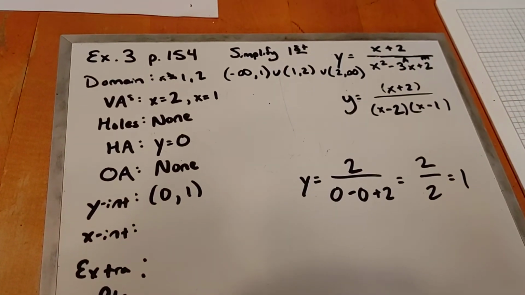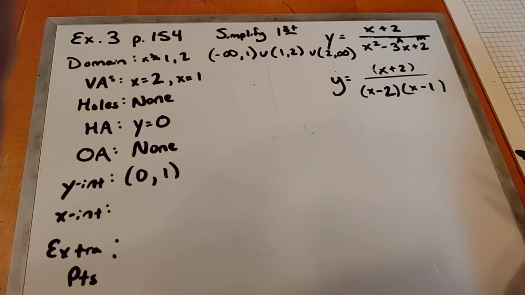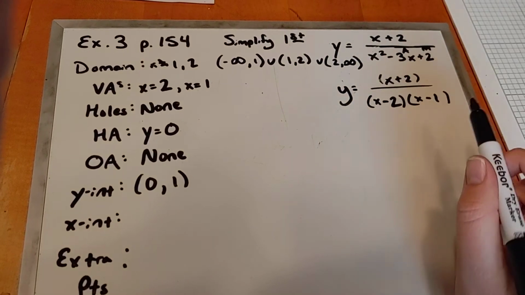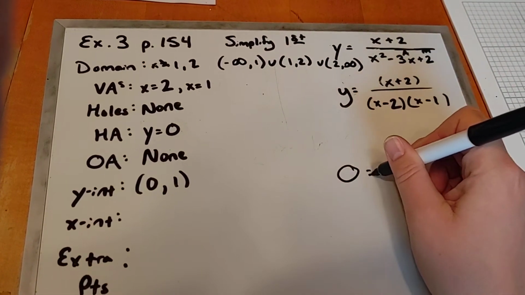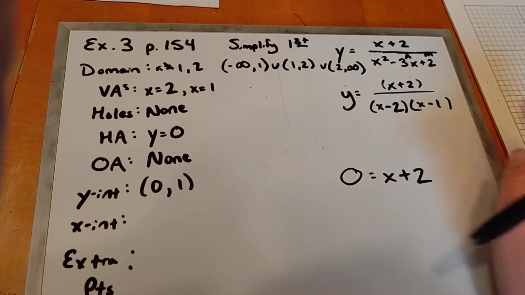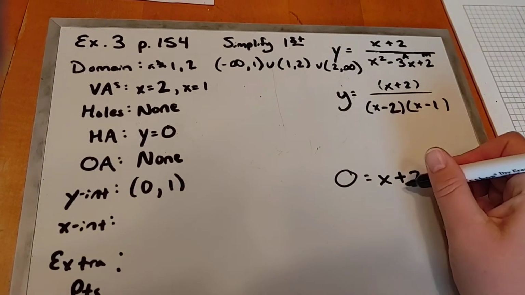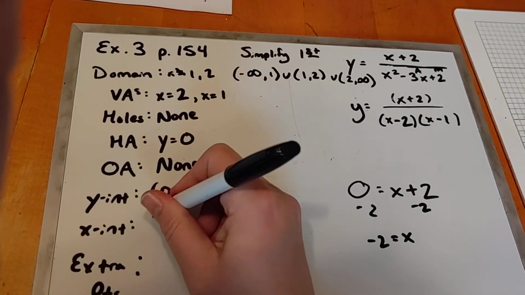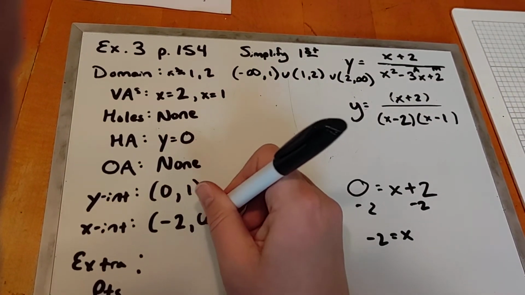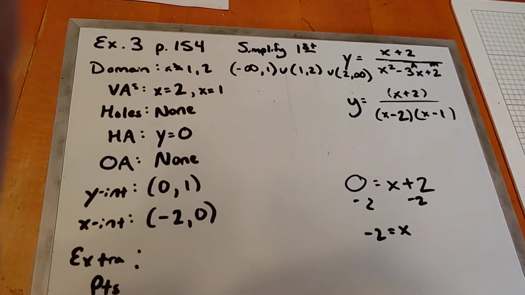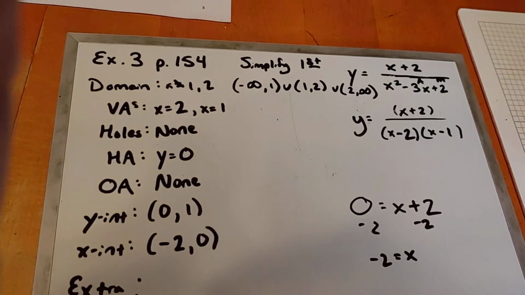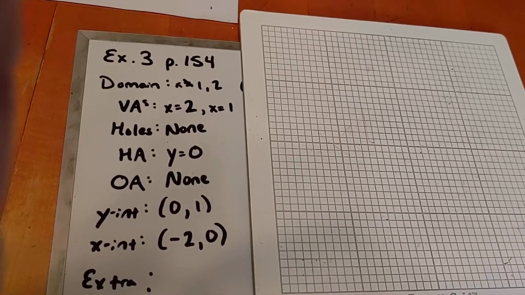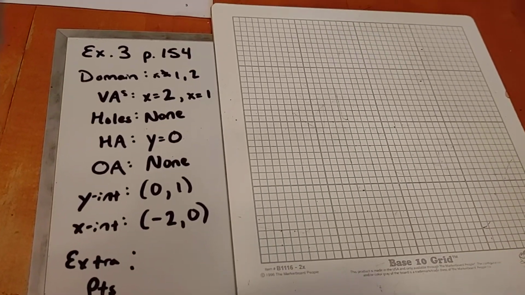Let's find the x-intercept next. To find the x-intercept, I simply set the function equal to 0. But remember I said you can really just set the top equal to 0 because we already dealt with setting the bottom equal to 0. When I solve this, I get x equals -2. So there's an x-intercept at -2, 0. Now, it is too soon for me to know what extra points I need. So I'm going to graph it first, and that will determine what extra points I need.